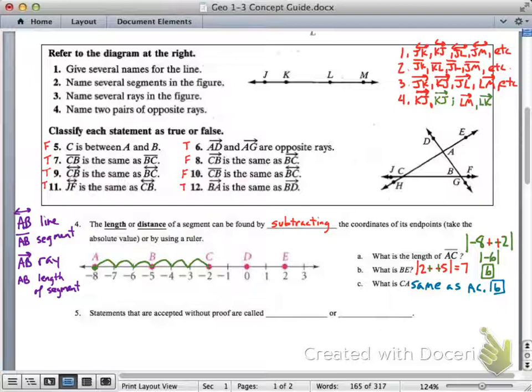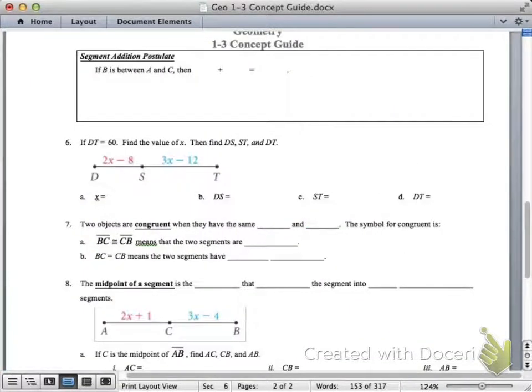All right, a quick definition. A postulate or an axiom. This is a statement that's accepted without proof. For example, turn the page over. The segment addition postulate. This is going to be important, folks. This doesn't need to be difficult.